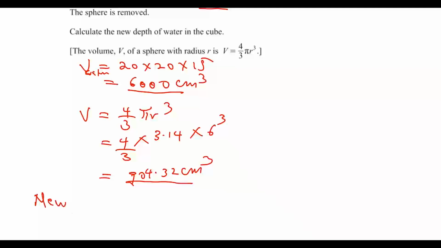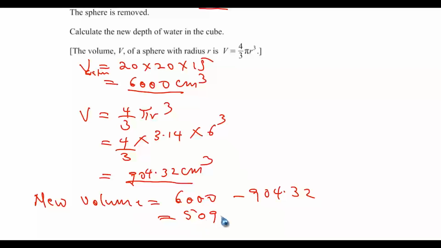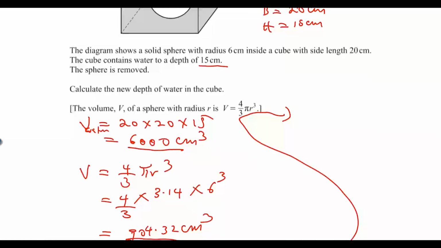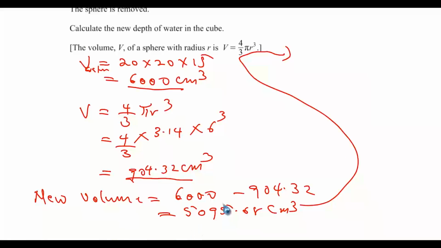Okay, so the new volume of water will be equals to 6,000 minus 904.32. Okay, so that will give us 5095.68 centimeter cube. Now, what this means is that the volume when the sphere is removed is this.